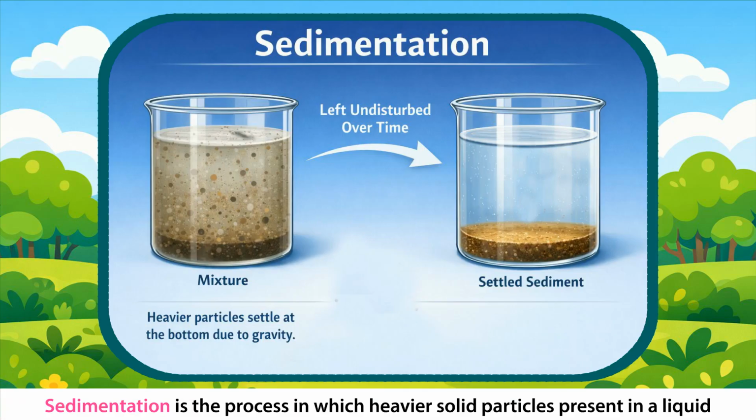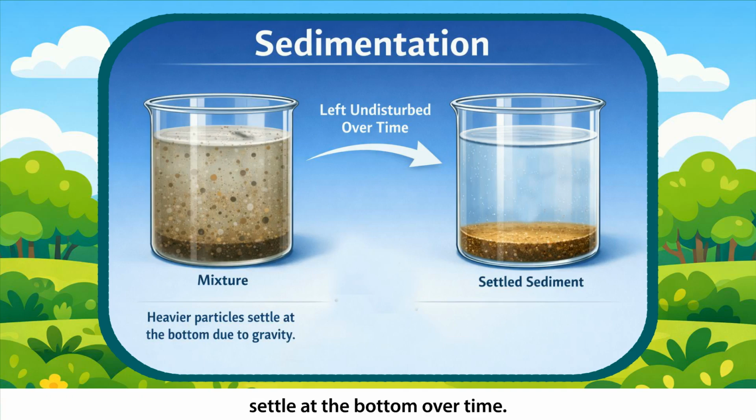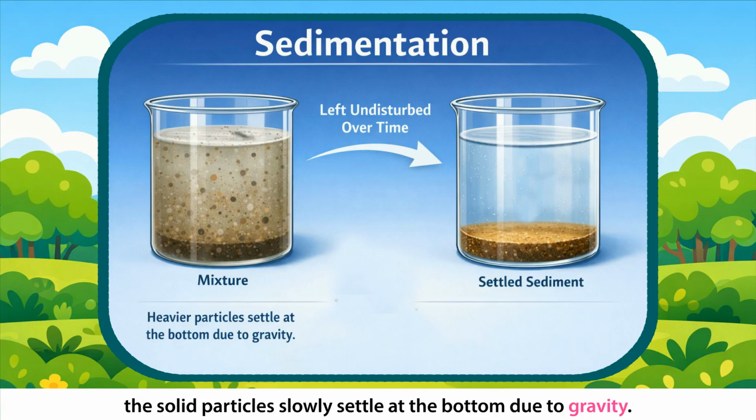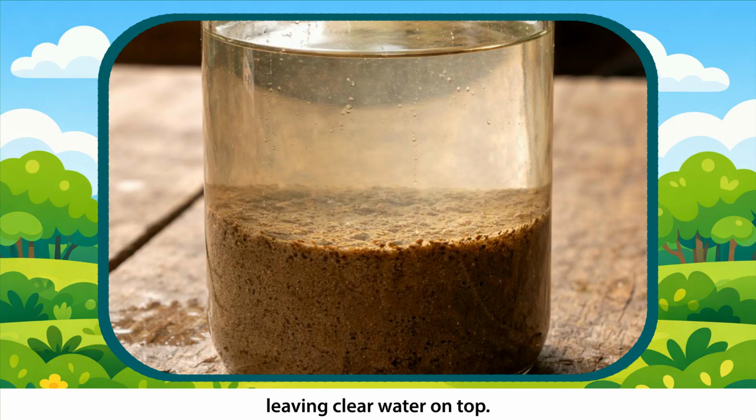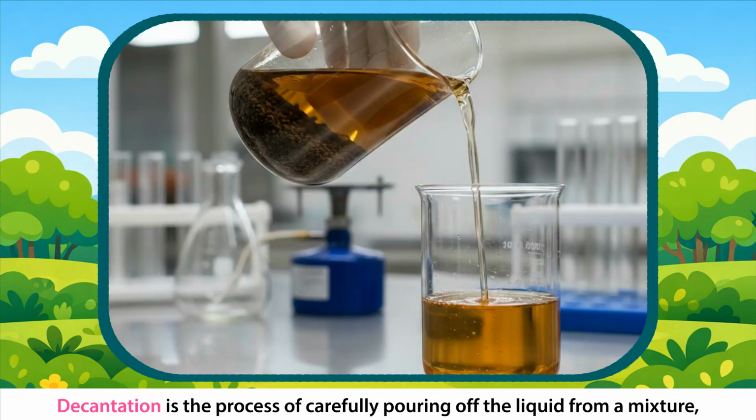Sedimentation and decantation. Sedimentation is the process in which heavier solid particles present in a liquid settle at the bottom over time. When a mixture is left undisturbed, the solid particles slowly settle at the bottom due to gravity. For example, in muddy water, the dirt or mud deposits at the bottom, leaving clear water on top.